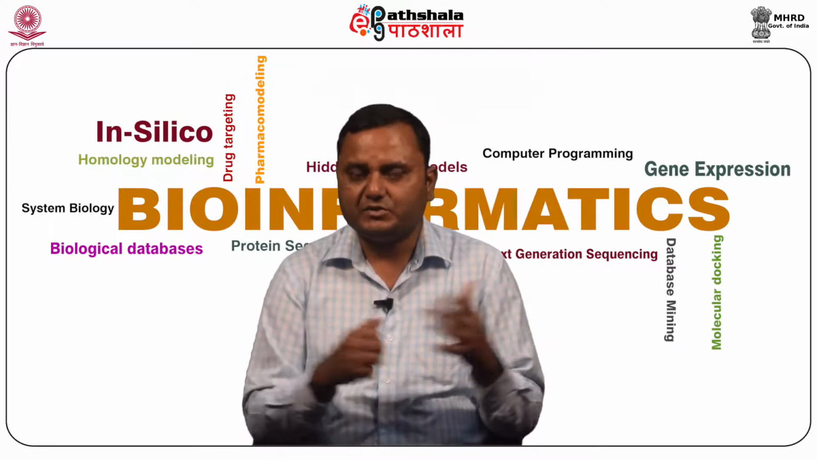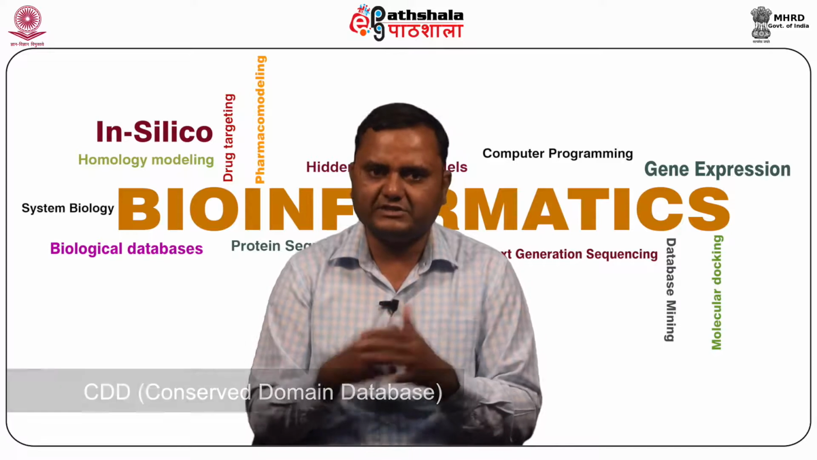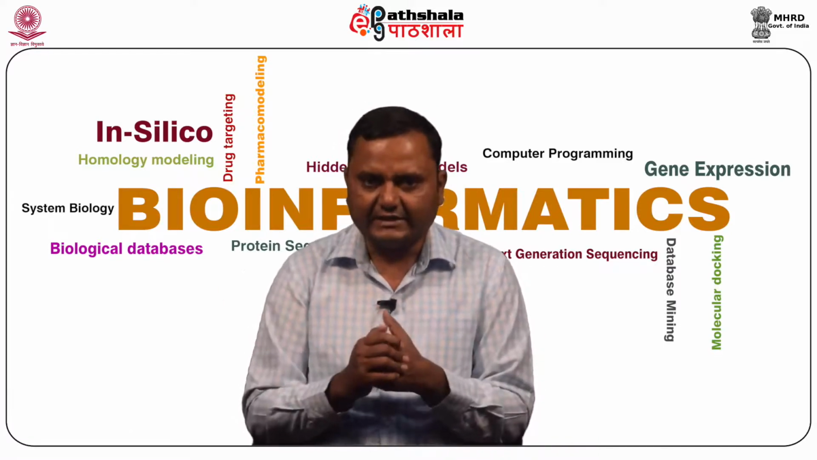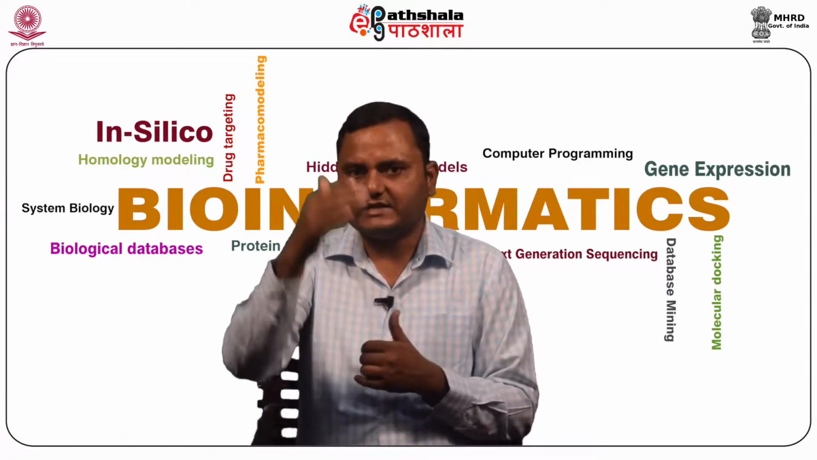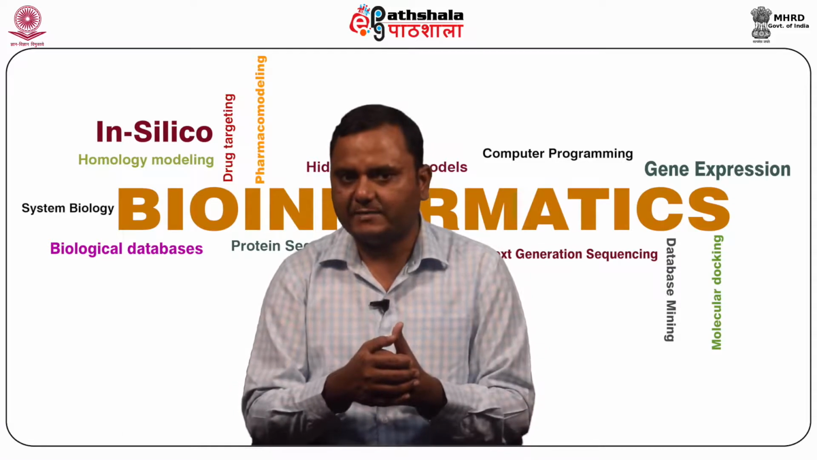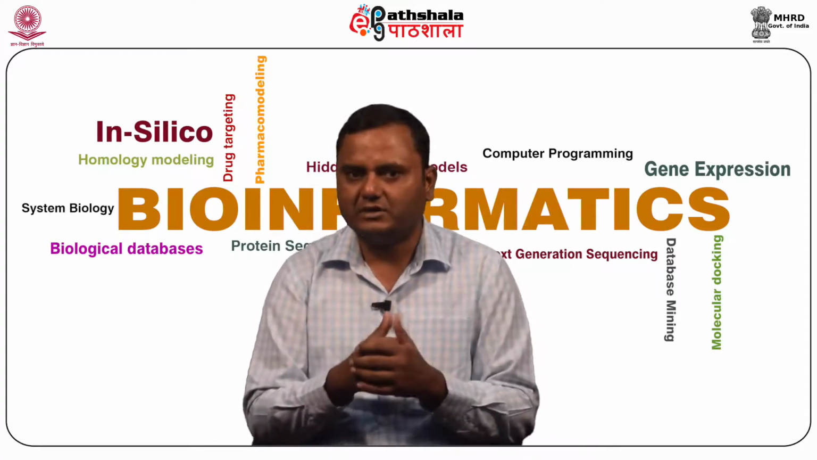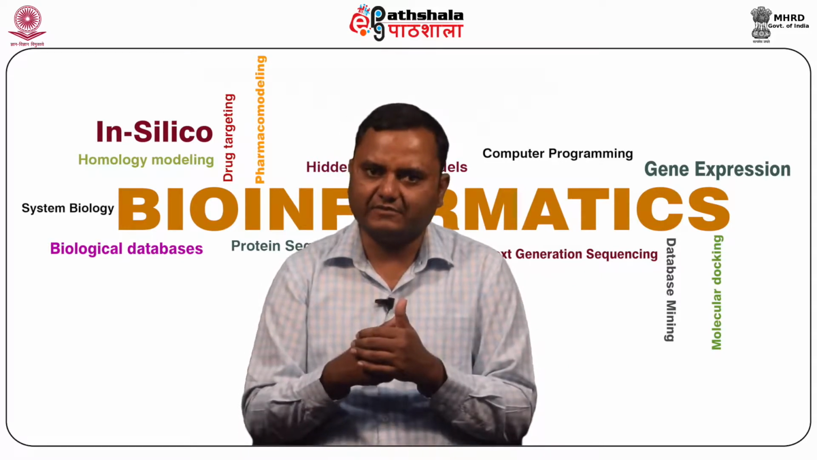Then the most widely used tool for domain finding is the CDD, the Conserved Domain Database, which is associated with NCBI, and it has alignment models for the conserved protein domains. So these are some tools based on bioinformatics databases that can be used to predict the different types of domains and motifs present in a given sequence.